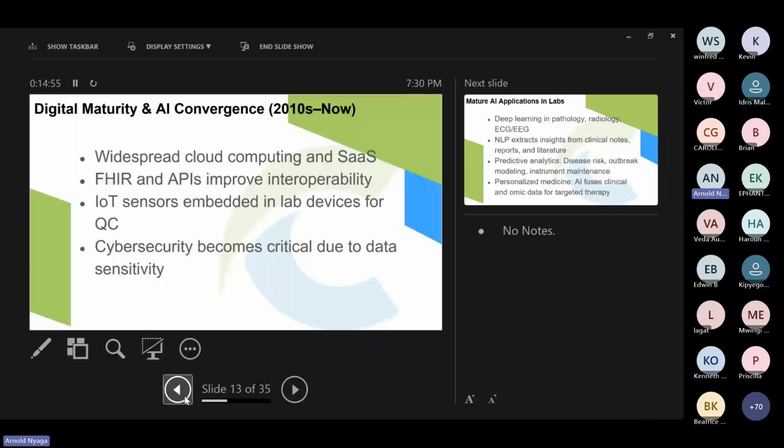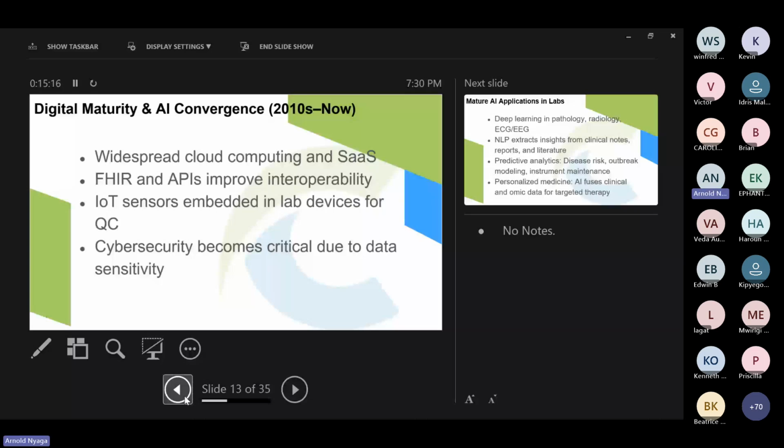Then we are having issues to do with cybersecurity, which is very key, especially when you have lab information management systems which are cloud-based. You have to ensure that your systems are cyber secure, because whatever you're handling is patient data that you need to secure completely.